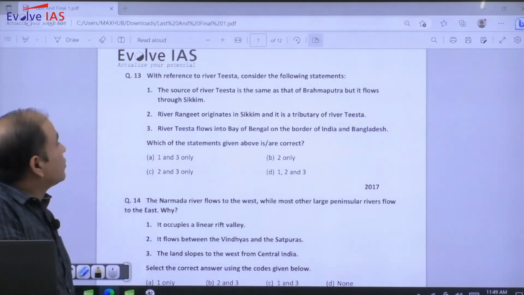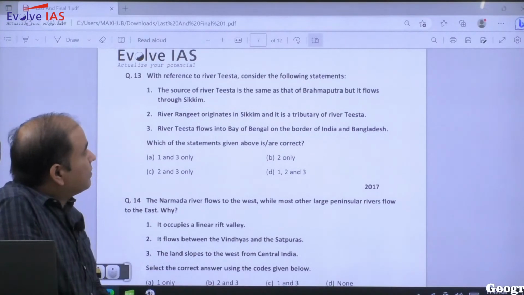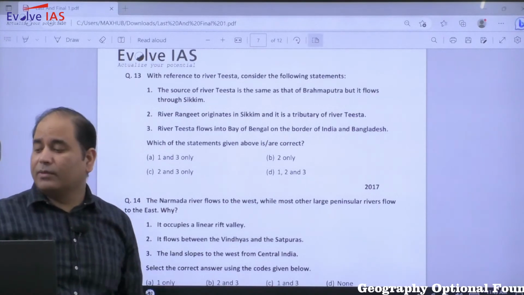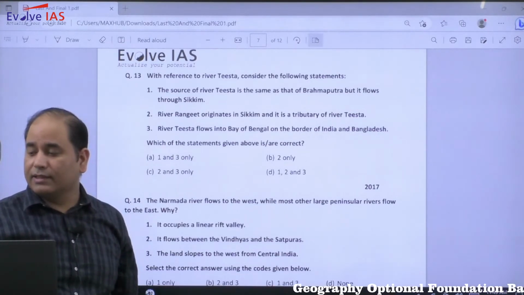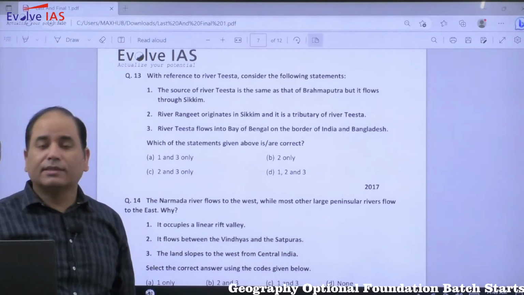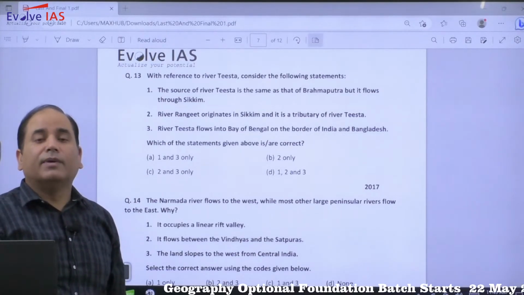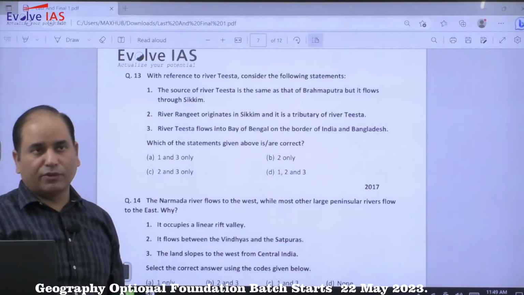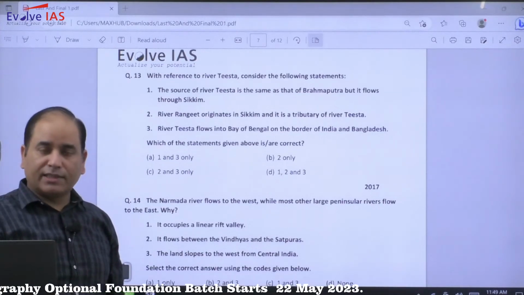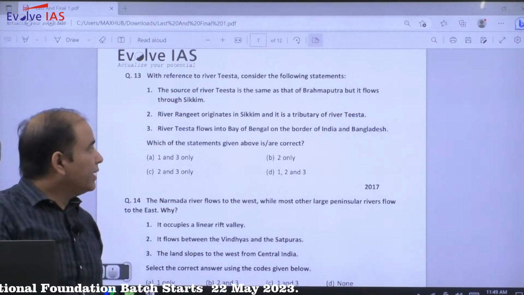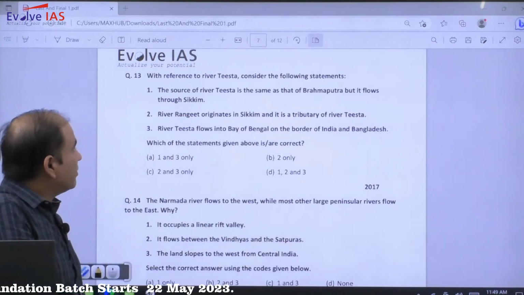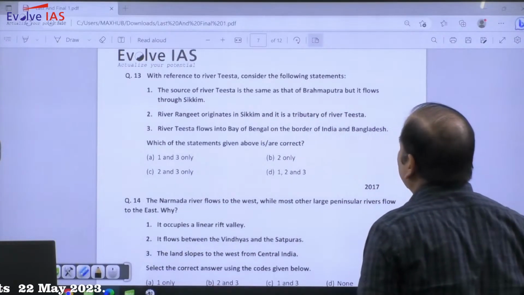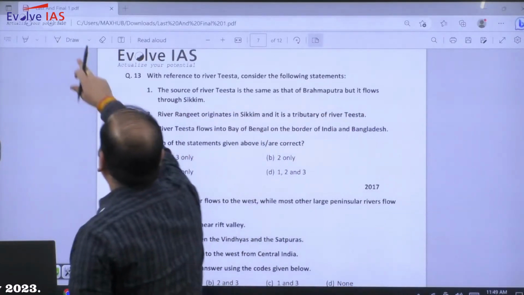Anyway, the source of river Teesta is not the same as that of Brahmaputra, as it flows through Sikkim. I told you about the Brahmaputra's source. The Brahmaputra's source is the Kailash region, the Mansarovar Lake. Mansarovar Lake is the source of three very important rivers of our country: Indus, Brahmaputra and Satluj. So obviously the statement that the source of river Teesta is the same as that of Brahmaputra is incorrect.